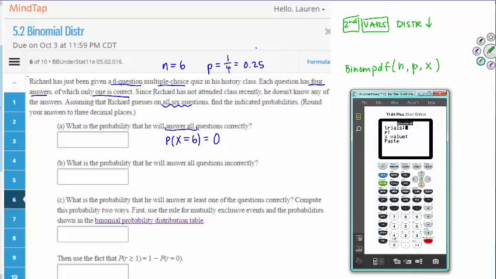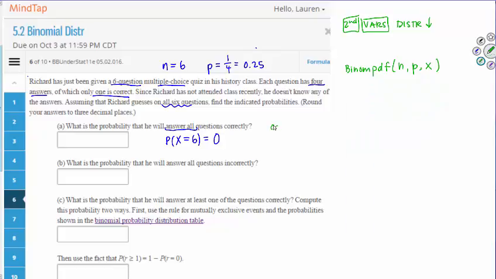The trials are 6. Probability of success 0.25. The X value is all 6. Paste those in. If you don't have the template that asks you for the trials, the probability of success, and the X, you'll just enter them here with a comma left of the parentheses and press enter. This number I got was 2.4 e to the minus 4.